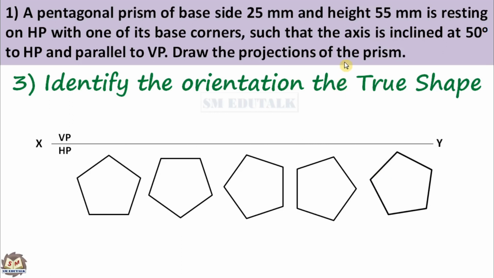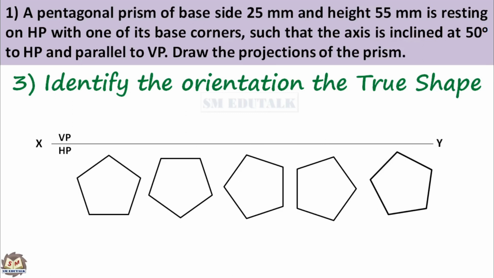Let us see. It is given that the prism is resting on HP with one of its base corners and the axis is inclined at 50 degree. So, it is necessary to rotate the prism in stage 2. If it is rotated in clockwise direction, then the true shape's corner should be in right.